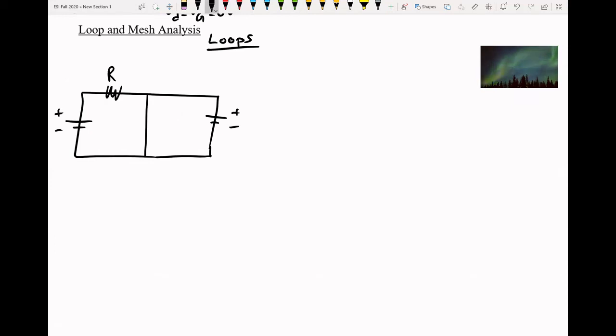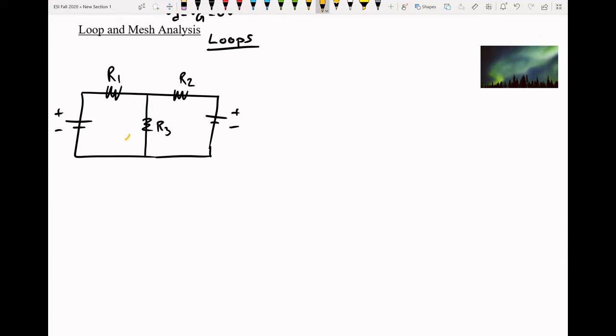R1, R2, R3, and that looks like all we need. Okay, and what we're going to do is we're going to say that we can identify there's 2 loops here.